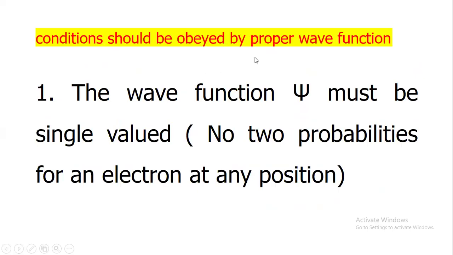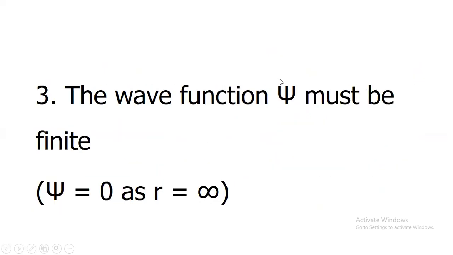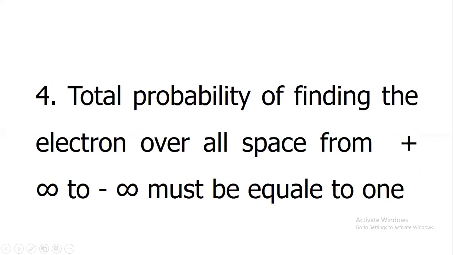Conditions that should be obeyed by a proper wave function: psi must be a single-valued function, and its derivatives must be continuous and finite. The total probability of finding the electron overall, from plus infinity to minus infinity, must be equal to 1.